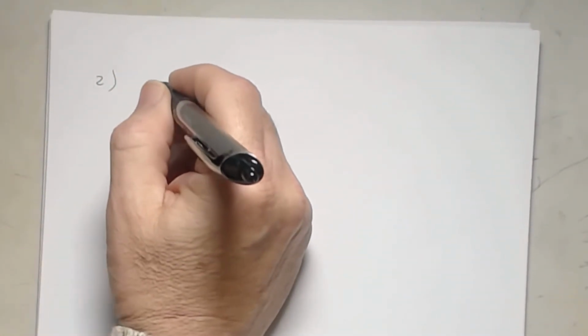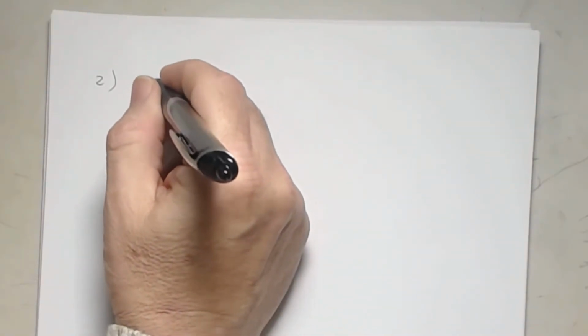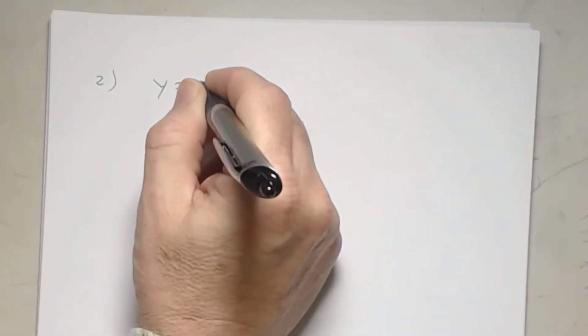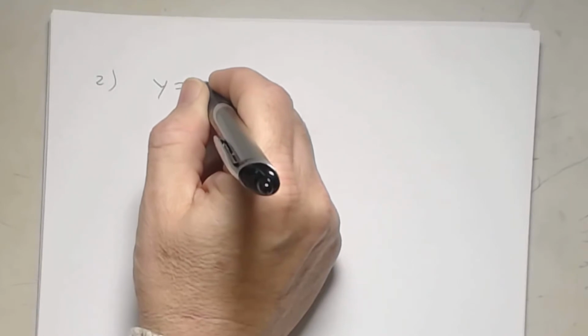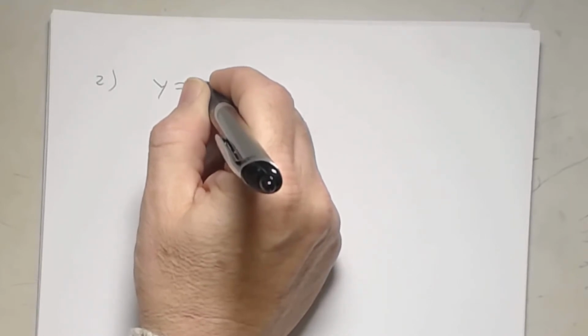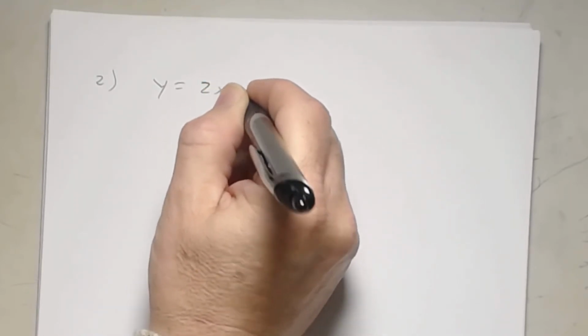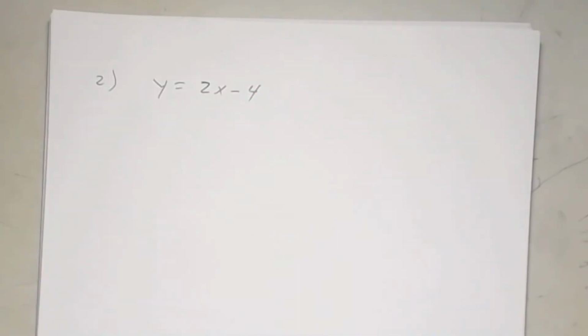All right, suppose you had y equals 2x minus 4. You cover up the 2x?